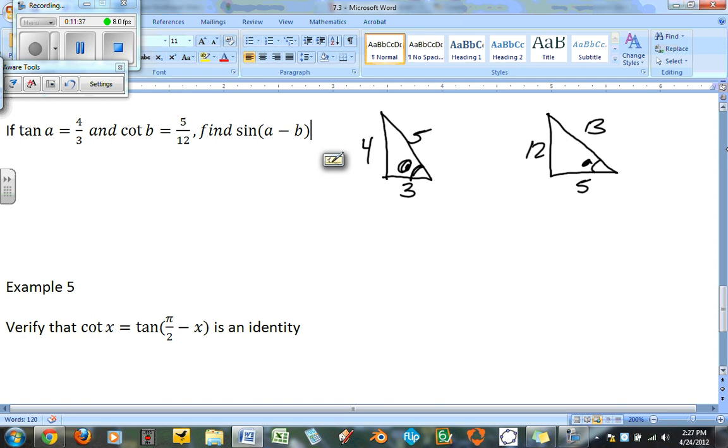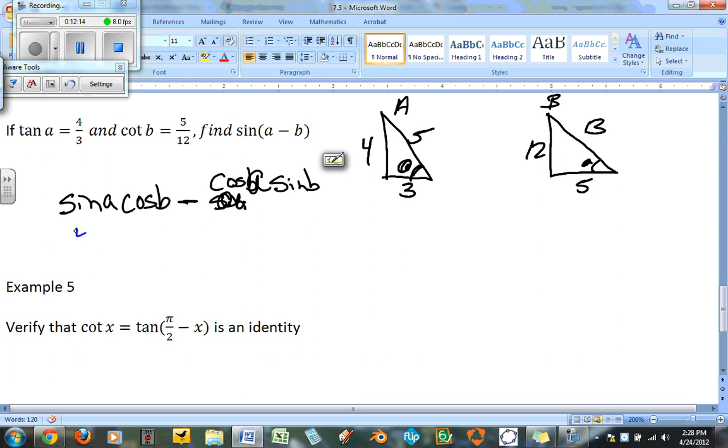Well, easy enough, okay? So we know that the sine of A minus B is the sine of A times the cosine of B, same sign in between, minus the cosine of A times the sine of B. All right, so sine, cosine, cosine, sine. And so all we've got to do now is find the sine ratio of A. So this was A, right? And this guy was B. So the sine ratio of A is 4/5.